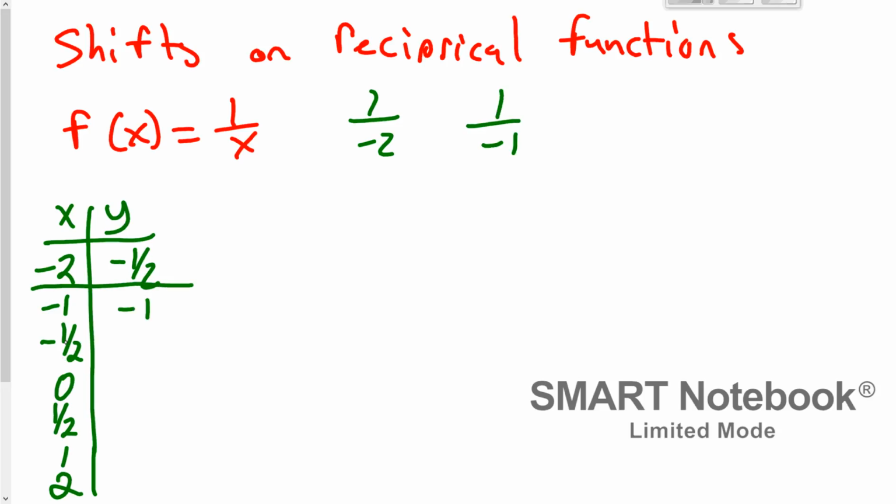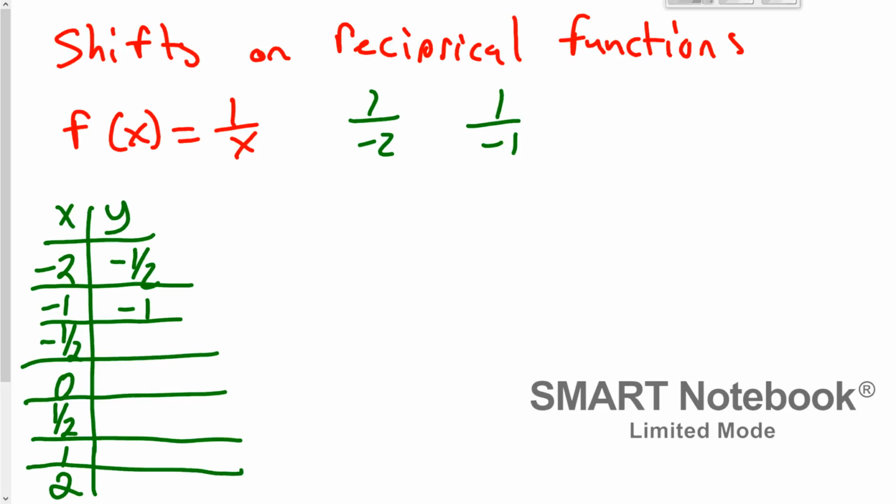Let me draw some lines here. I added 1/2 and -1/2 in there too. So let's plug in -1/2, so that's 1 over -1/2. Remember, when you're dividing by a fraction, that's the same as taking the numerator and multiplying it by the reciprocal of the denominator. So that'd be -2 over 1, which is -2.